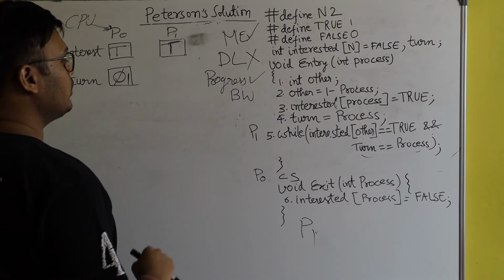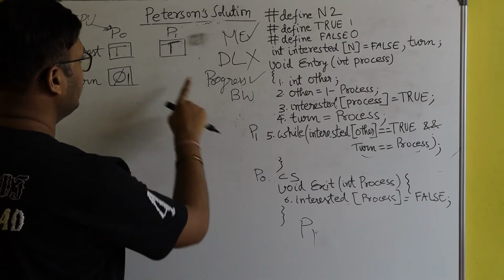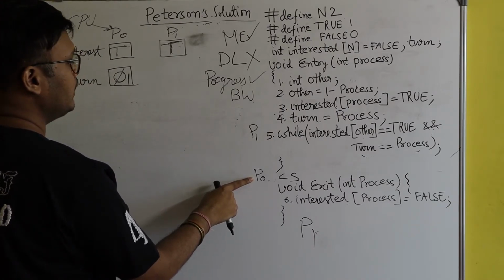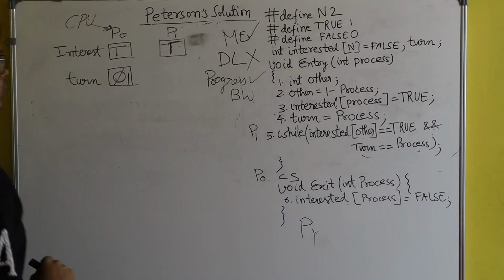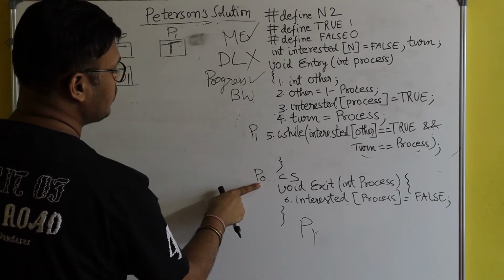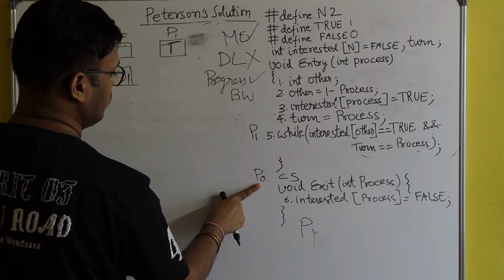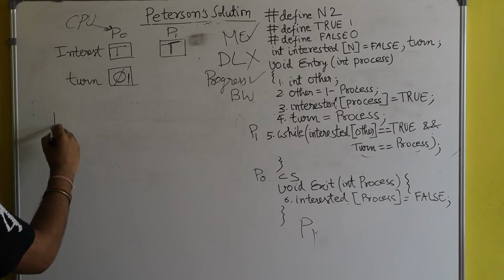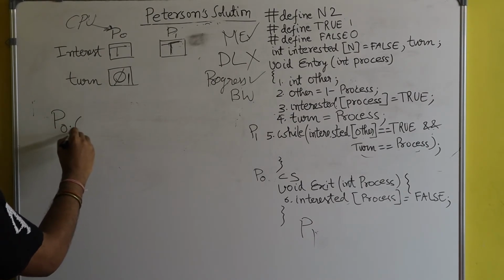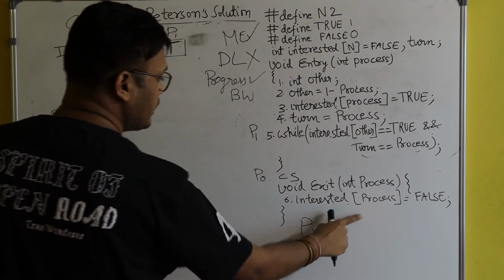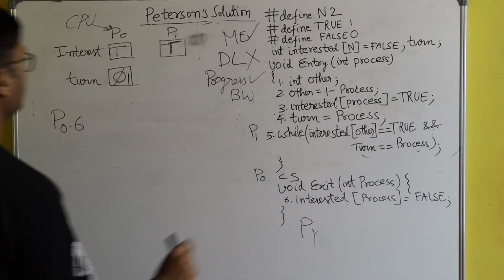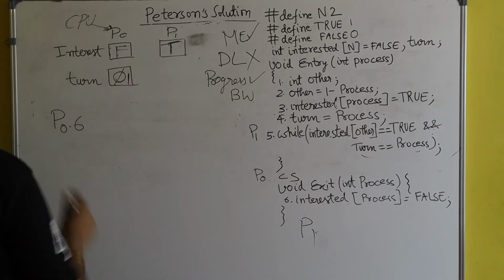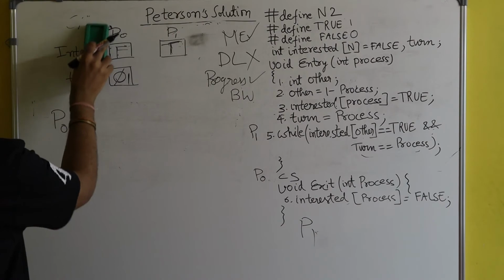So here process P1 is trapped in the while loop, and process P0 is inside the critical section. Now suppose the task of process P0 is over. Process P0 will come out from the critical section after executing line number 6, where it is written: interested of process is equal to false. So process P0 is out from the critical section.